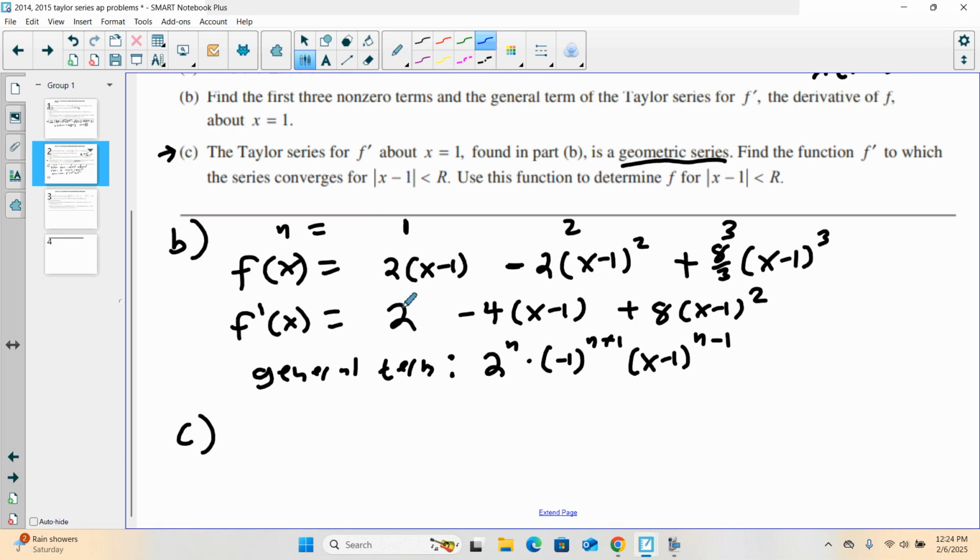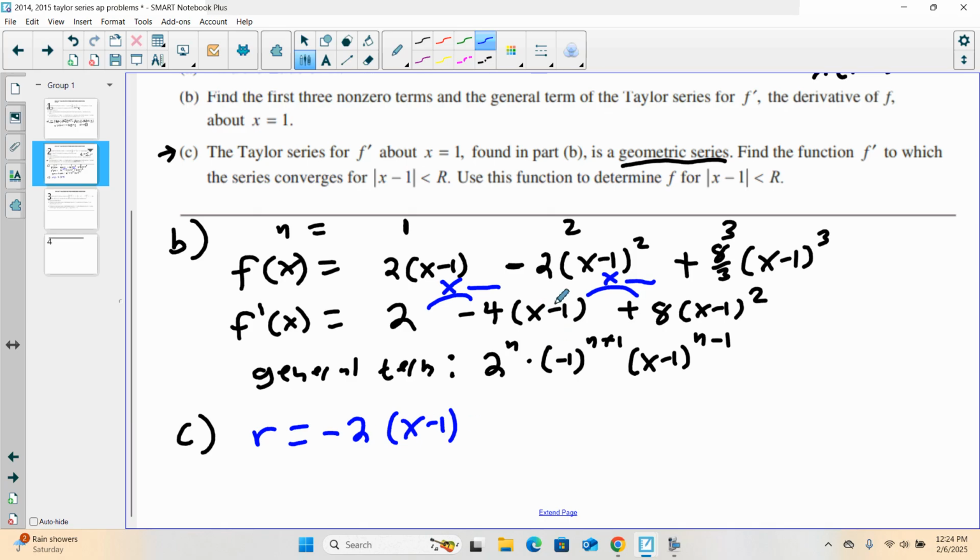So let's look back at those 3 terms. We were told that this is a geometric series, which means we're multiplying by something to get from each term to the next term. And that something is called the ratio. So what is our ratio, right? To get from 2 to negative 4 times x minus 1, what did we multiply by? Well, obviously we multiplied by negative 2 to get from 2 to negative 4. And we also must have multiplied by x minus 1 because we didn't have that here, and now we do.